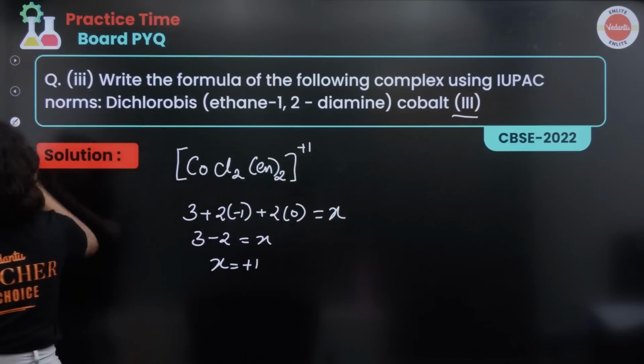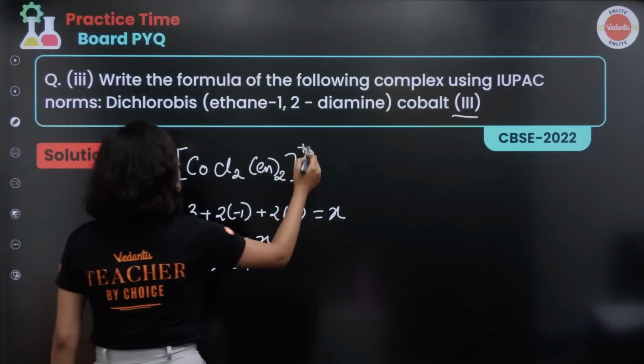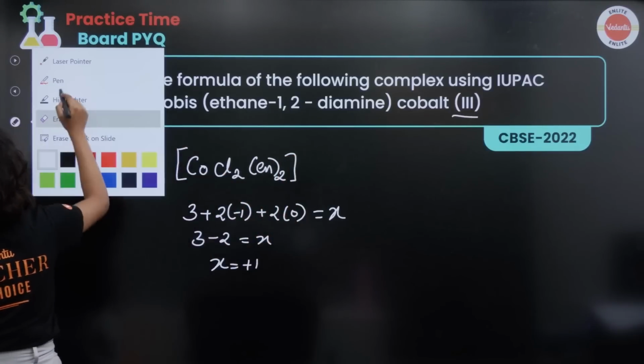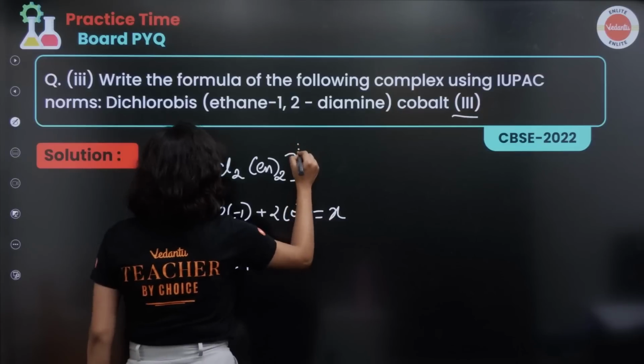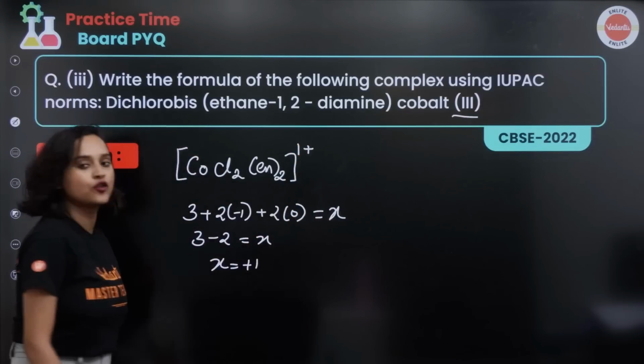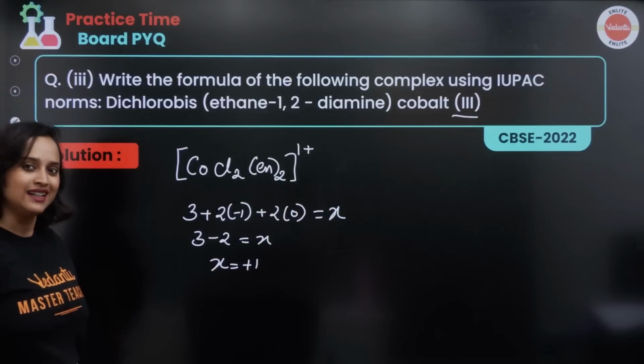Actually, we're not going to write that. How are we going to write? We're going to write 1 plus, okay? 1 plus. That will be our overall charge. That's how you write, okay? Easy?